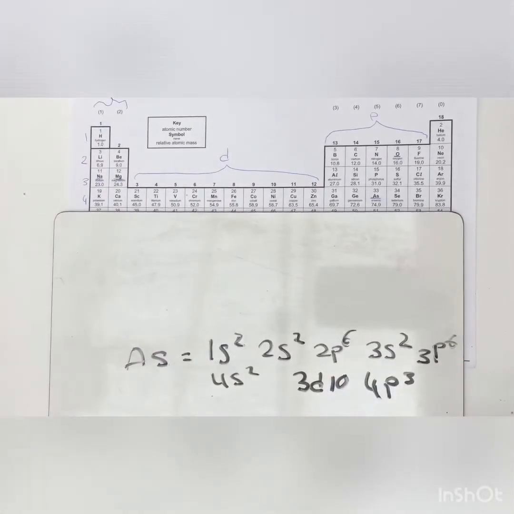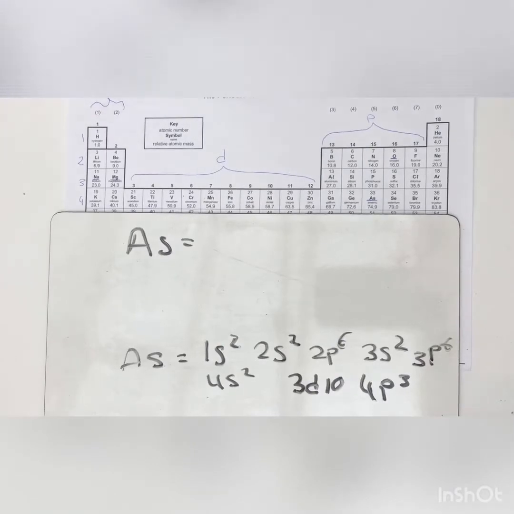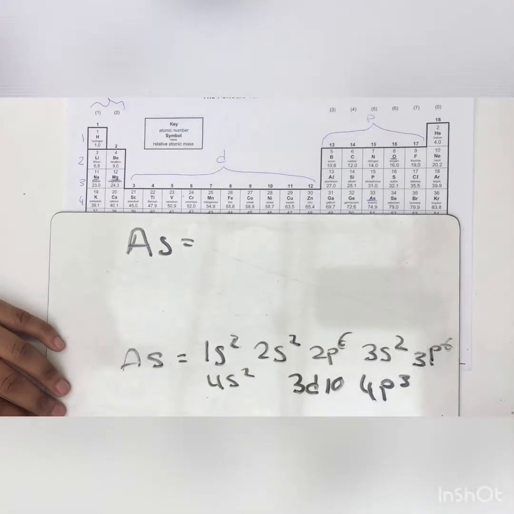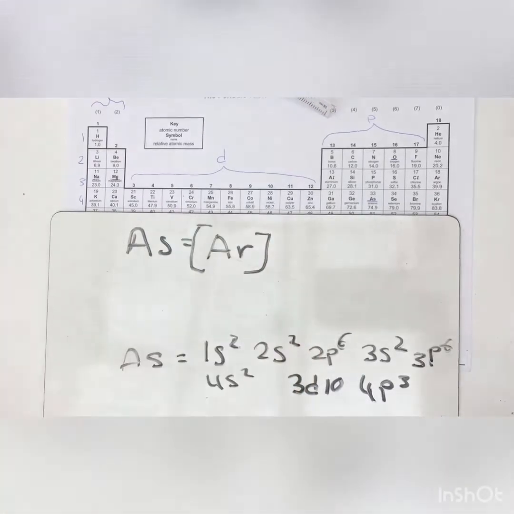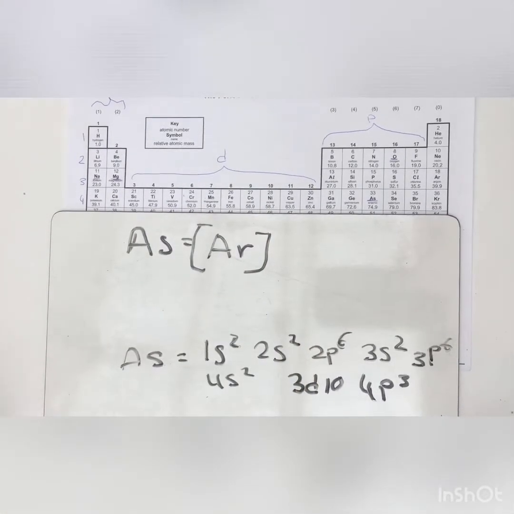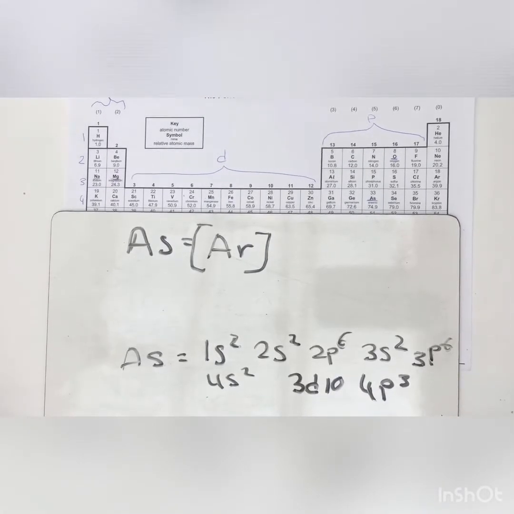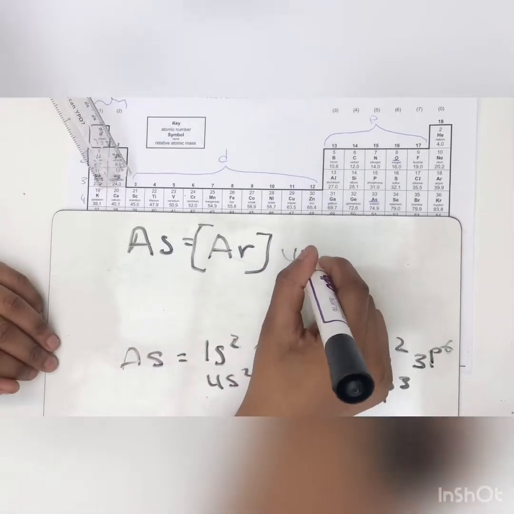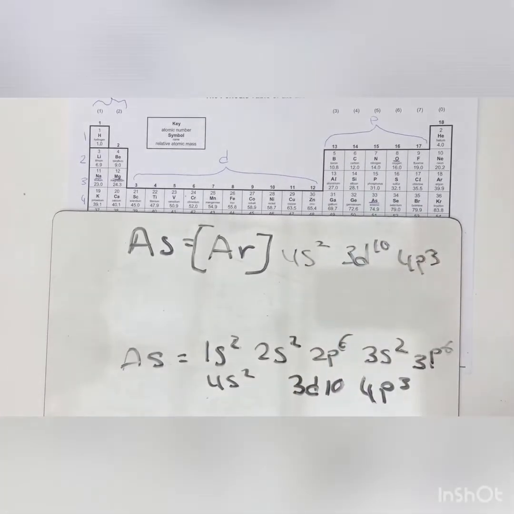There is a way to write the configuration as an abbreviation to make writing it faster and easier. Using arsenic again, now we can use the closest noble gas to the element. Looking a row above, argon is the closest, which means we don't have to write 1s2, 2s2, and so on. We can just use Ar, which represents the same beginning as arsenic. Then we continue by writing the following subshells until we reach arsenic. The final abbreviated configuration would then be Ar, 4s2, 3d10, 4p3, which is much simpler.